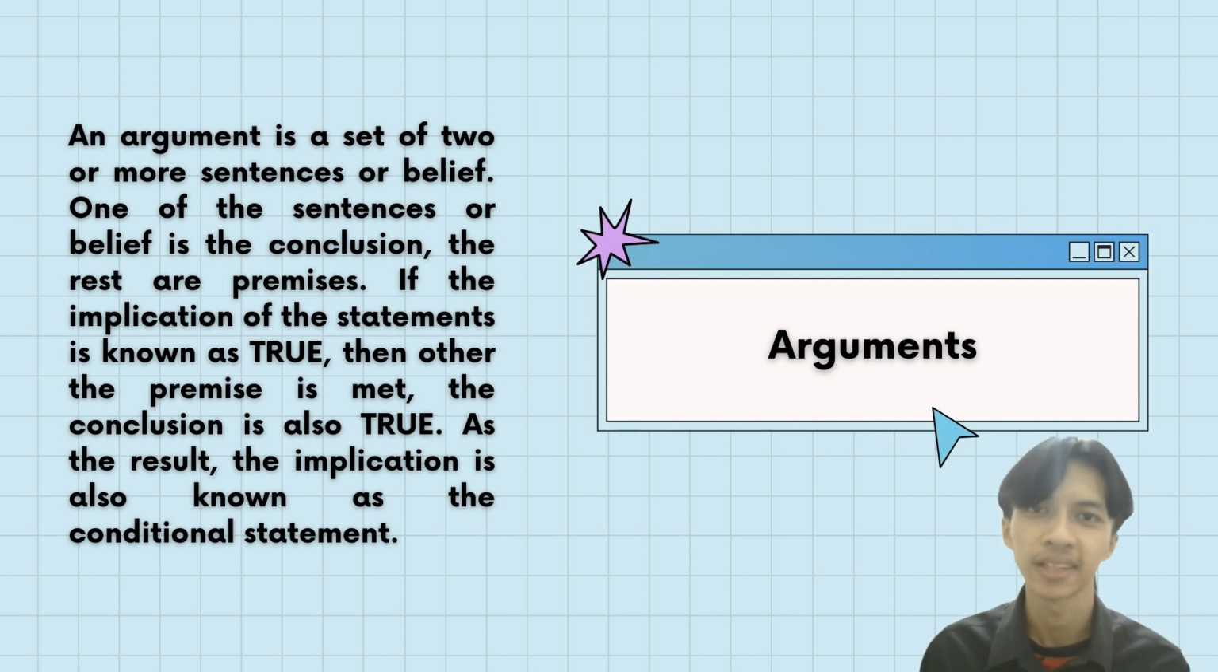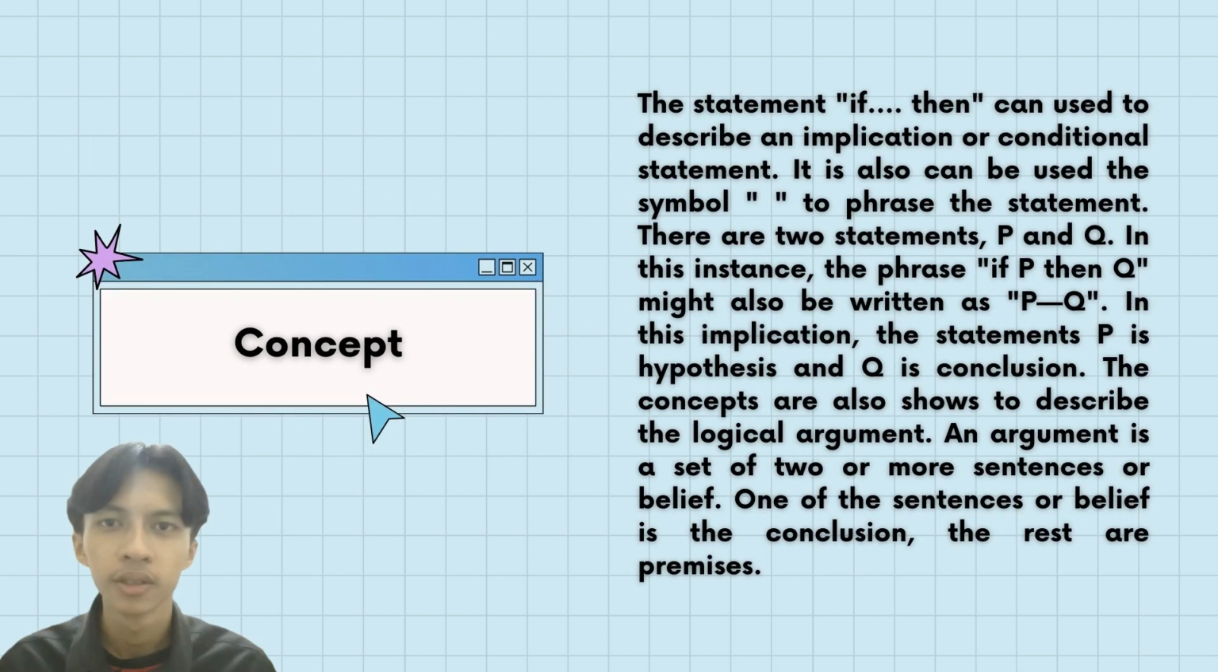Let's look at the next thing, which is the concept. So now, let's look at the concept. The statement "if, then" can be used to describe an implication or conditional statement. It can also be written using a symbol to phrase the statement. There are two statements, usually P and Q.